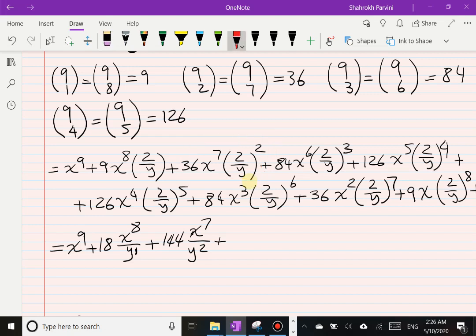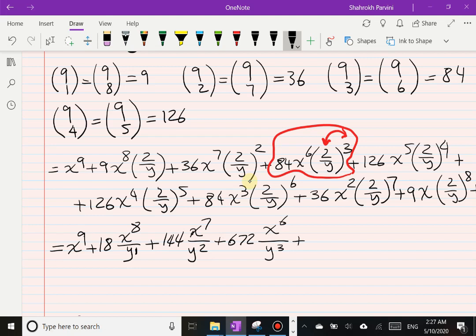Next, I'm going to look at this term. 2 cubed is 8, right? I'm looking at, again, in here. That's 2 cubed, 8, multiplied by 84. That's 672 times, it's going to be x to the 6, y cubed, right? Let's see. The next fraction, let me get rid of this one now.